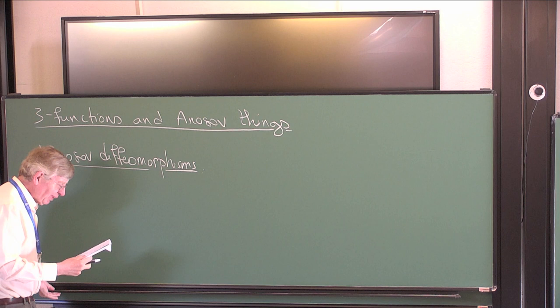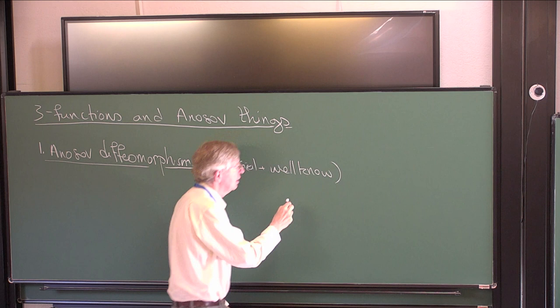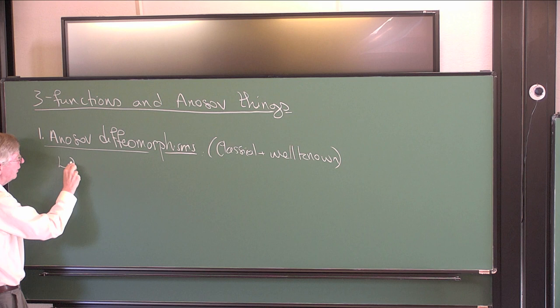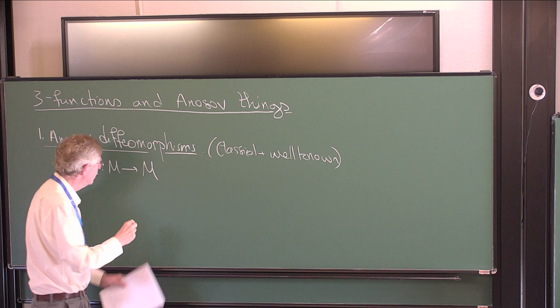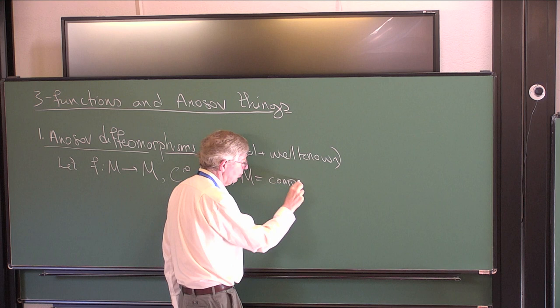Okay, so this is all very classical and well known. It's an excellent reason to talk about it. And so, let me just set off. So the notation will be the following. I'll let F be a C infinity diffeomorphism on a compact manifold, and M is just going to be a closed manifold, so it's going to be compact and all the nice things.